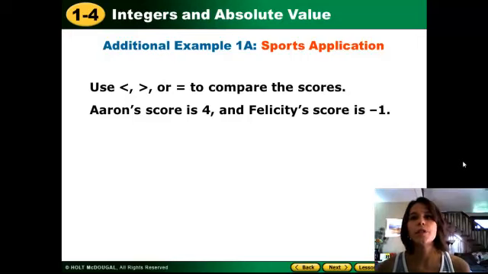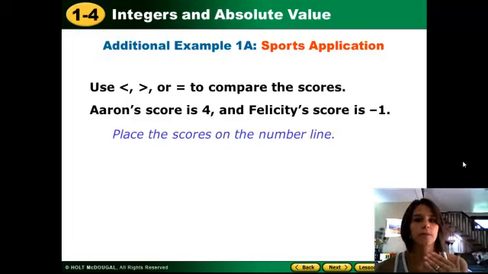So first, if we're just going to compare using greater than, less than, or equal signs. Aaron's score is 4, Felicity's score is -1. Which one's larger if I put 0 in the middle, moving to the right for positive and to the left for negative? Keeping in mind that numbers farthest to the left are always smaller.